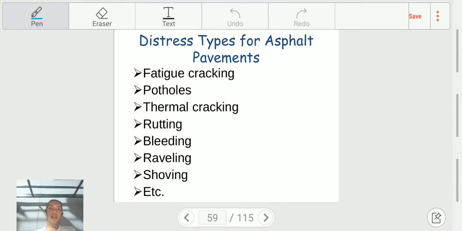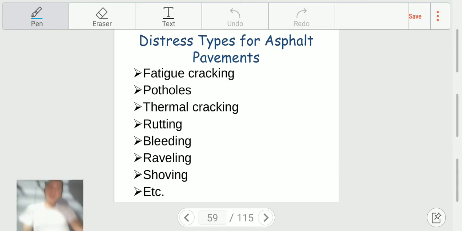So fatigue crackings, we have these distress types of asphalt pavements. So here also we have a pavement structural condition. What is pavement structural condition? The structural adequacy of a pavement is measured either by non-destructive means, which measure deflection under the static or dynamic loading.